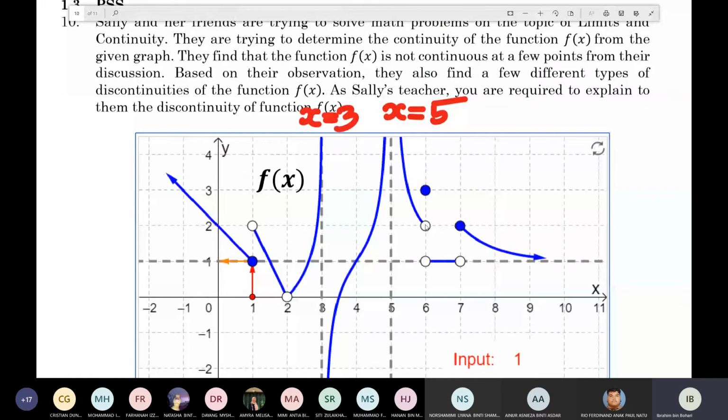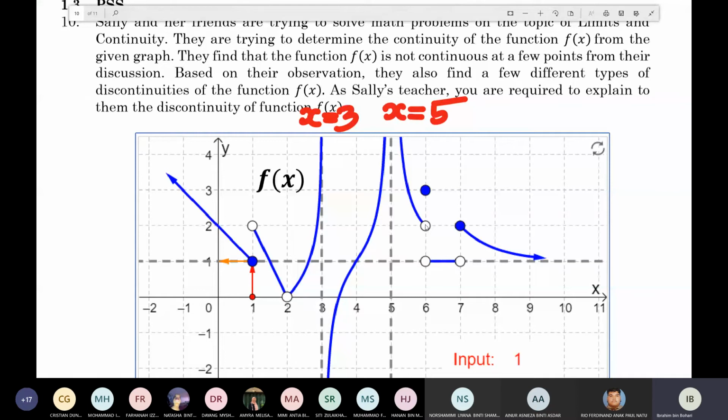Yeah. x approaches 3 from the left here equals positive infinity. And x approaches 5 from the right equals positive infinity. And approaches 5 here from the left equals positive infinity. Okay, this one using the infinite limit. Okay. And the second, jump discontinuity.